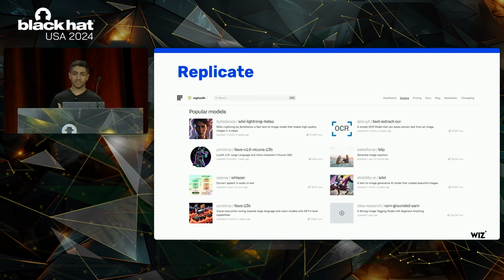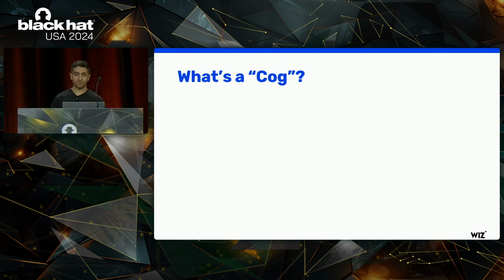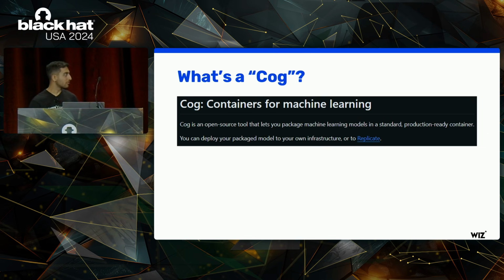And their offering is that they let you choose one of their existing models in their model gallery, or you can upload your own model. And they let you scale that model using their infrastructure, which they provide a very convenient HTTP API for. Now, in order to upload your model to Replicate, you first have to wrap it in something that is called a COG container. So this is a screenshot from the official GitHub page of the COG project. As you can see, COG is an open source tool that lets you package machine learning models into a production-ready container. Then this container can actually be deployed either to your own infrastructure or to Replicate.